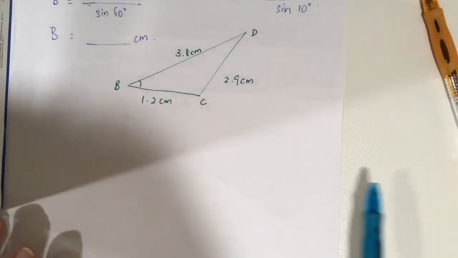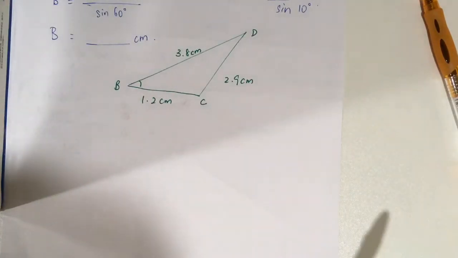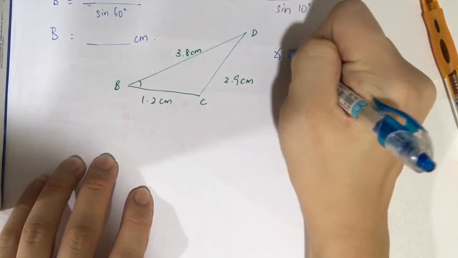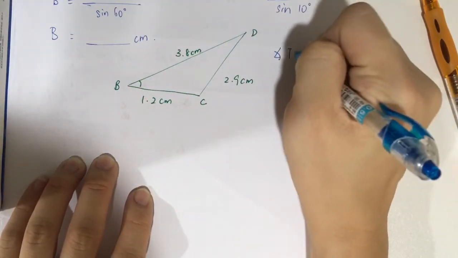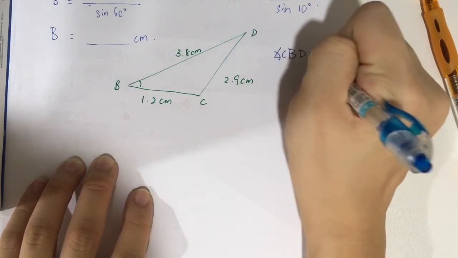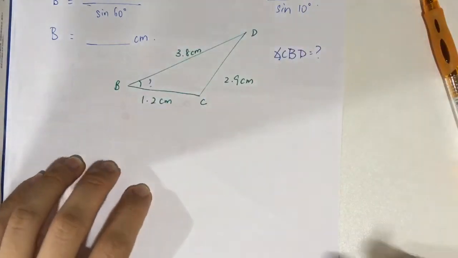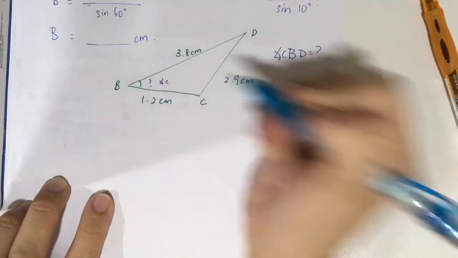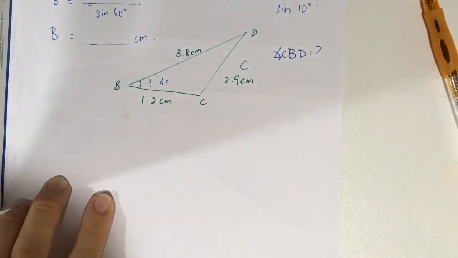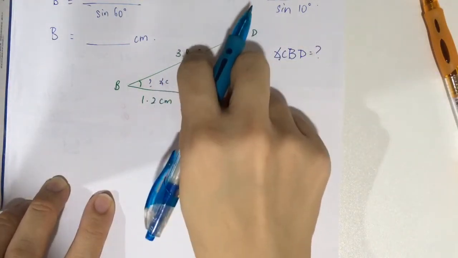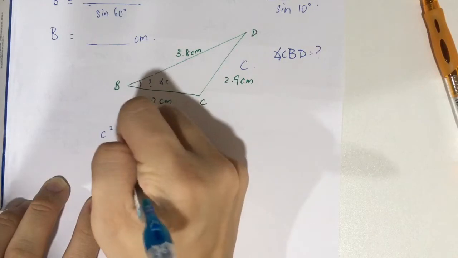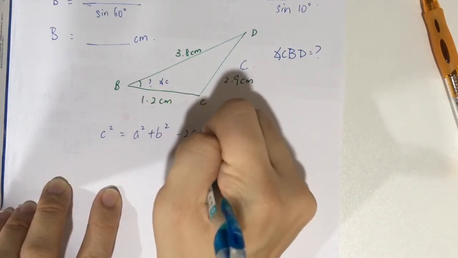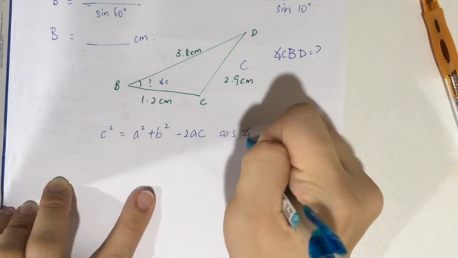Now next, this one uses cosine rule. You can see that they are asking you to find angle CBD. This is the angle that they want you to find. So this will be the angle C. This one will be the length C. And these two will be A and B. So you apply the formula C square equals A square plus B square minus 2AB cosine angle C.